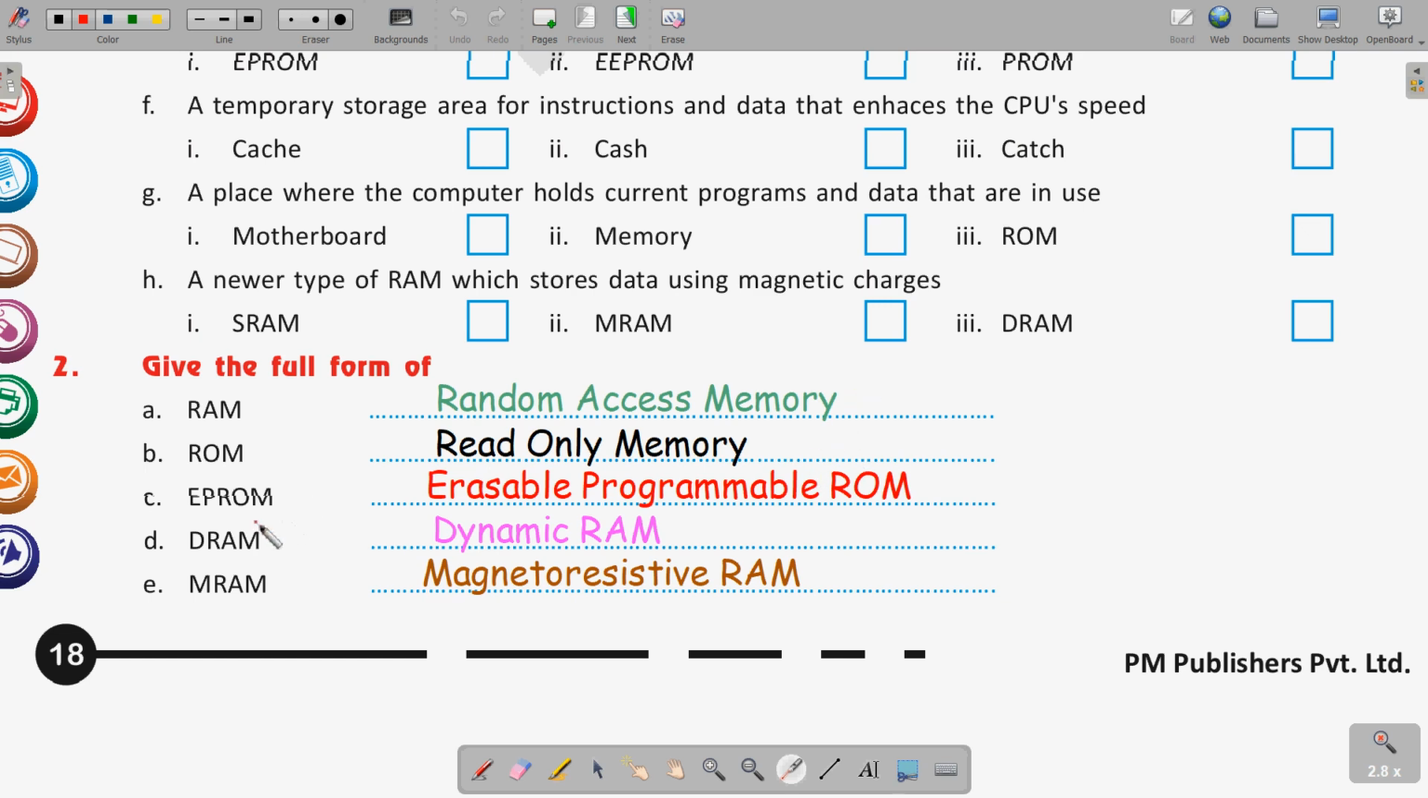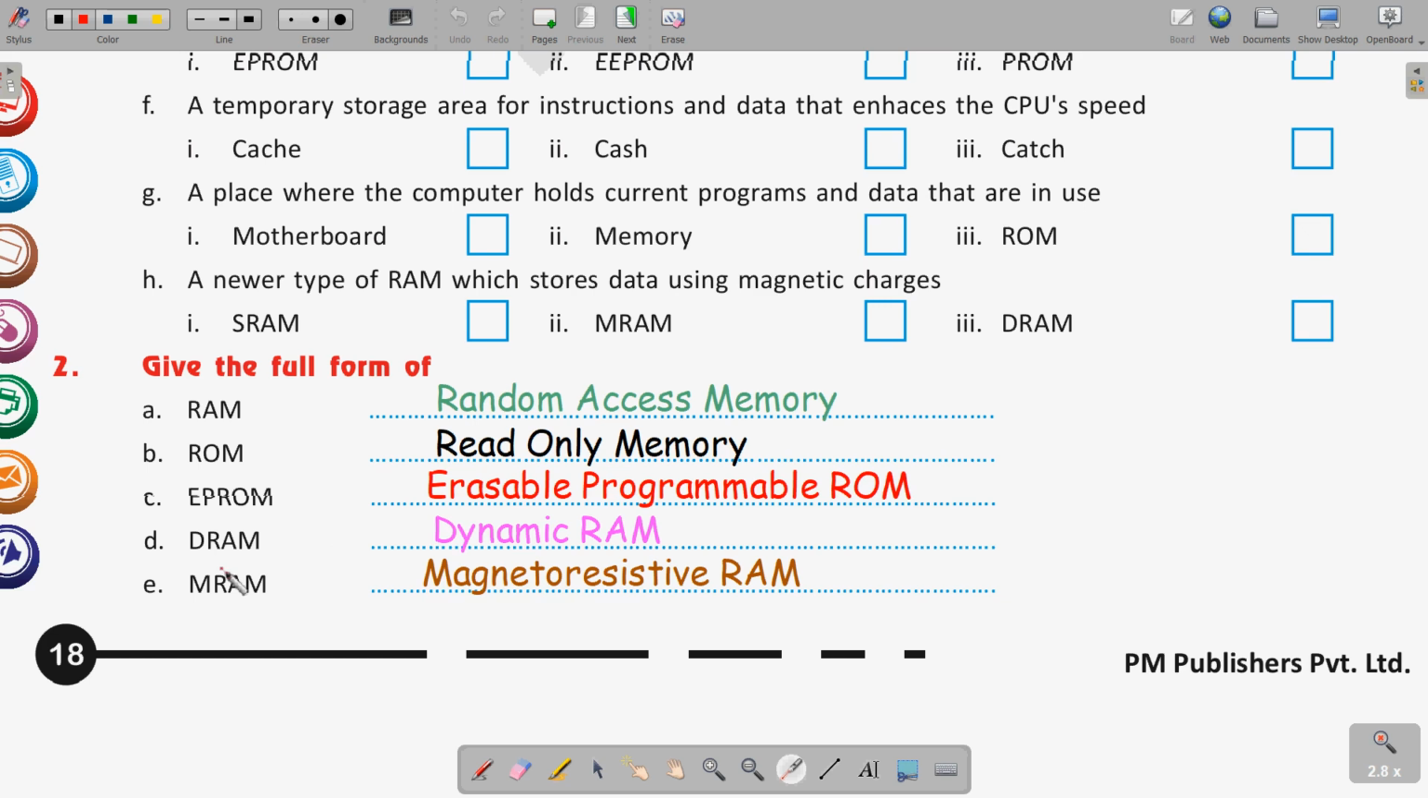Then EPROM, the C question. What is the full form of EPROM? We have just seen that these are the three types of ROM, in which the contents are deleted by ultraviolet light. So the full form of EPROM is erasable, programmable, read only memory. Elaborate this ROM also. Write it as erasable, programmable, read only memory.